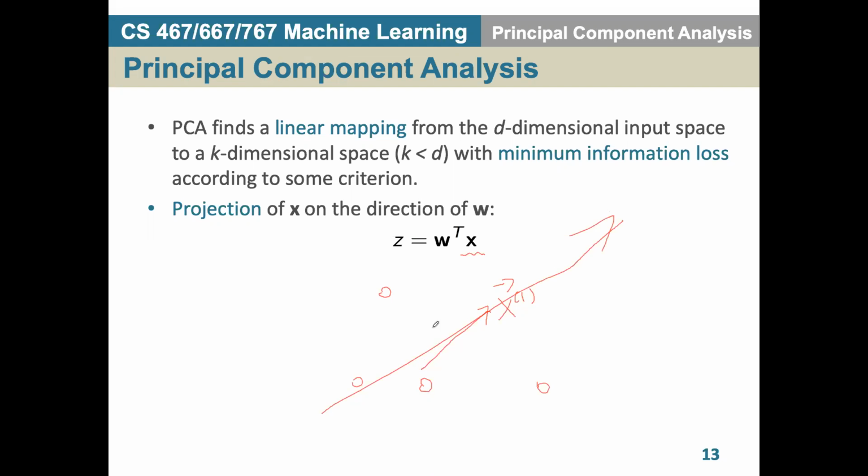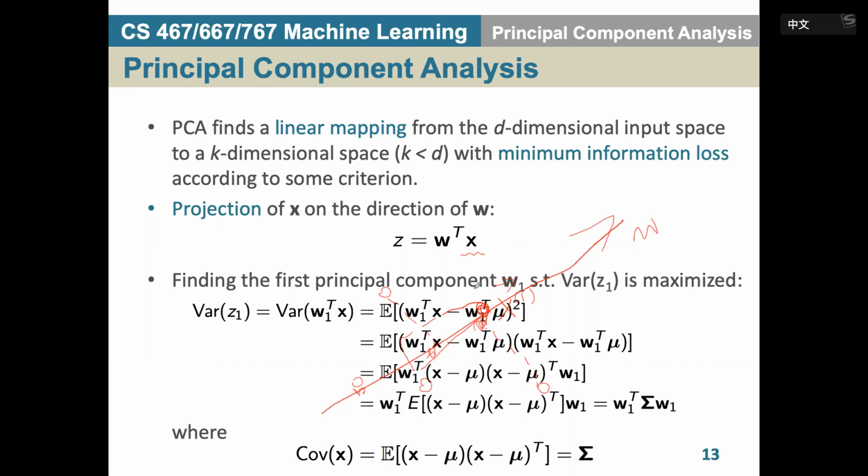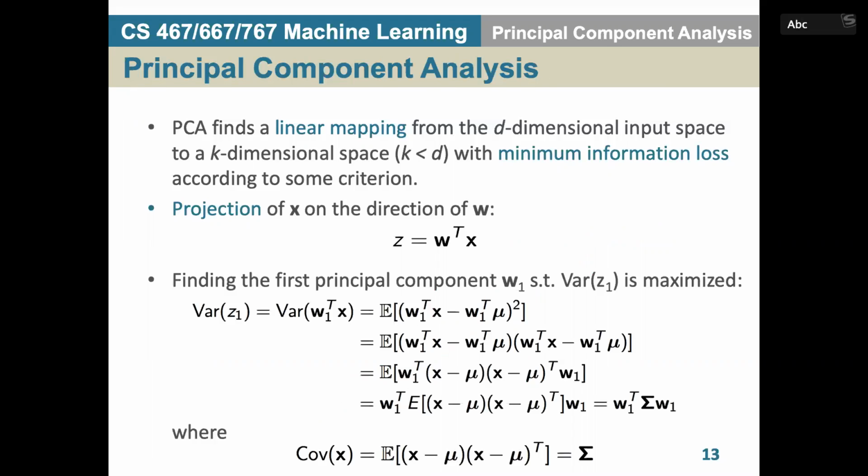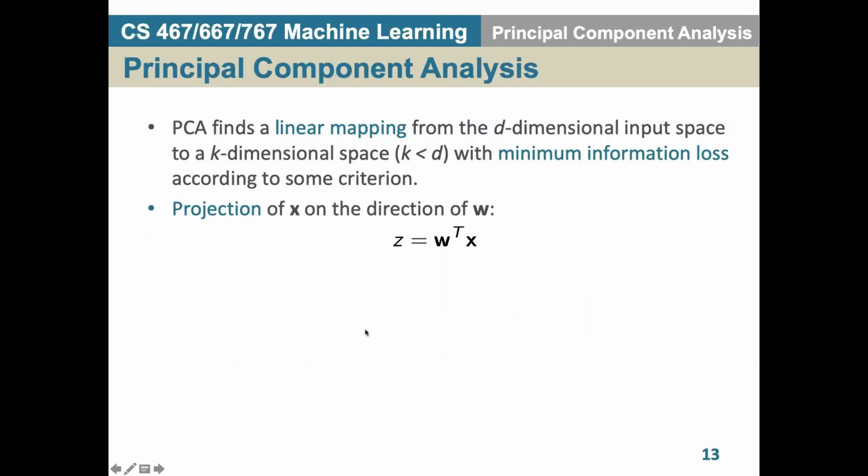This is the direction W. So when you map, for example, this point maps to here, this point maps to here, and this one maps to here. So this is what we are doing. Let me clear this a little bit because I think the previous one is not so good. Okay, now this is our setting.